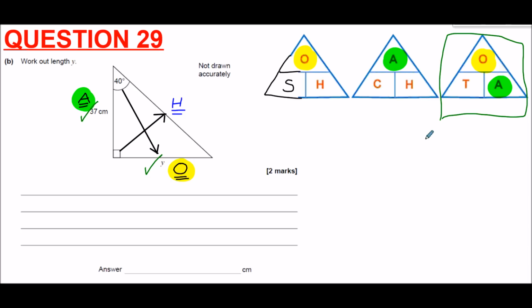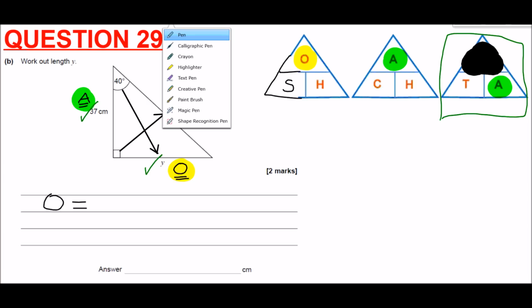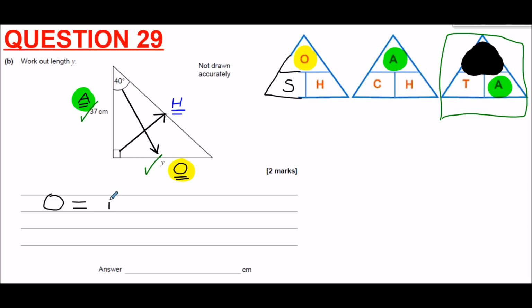So now we need to think, which one do we want to work out? We're working out the opposite side. y equals the opposite side. Because we want to work out the opposite, we cover up the opposite and see what's left. What's left is T and A next to each other. Two things next to each other in algebra means one multiplied by the other.